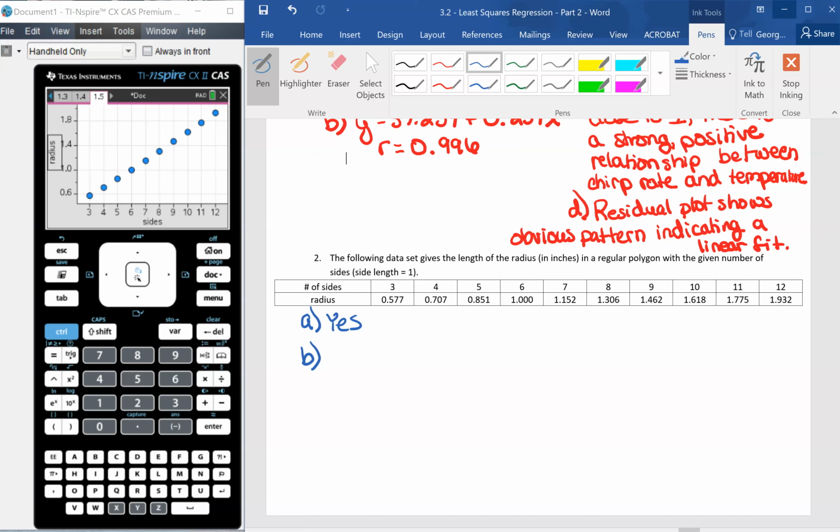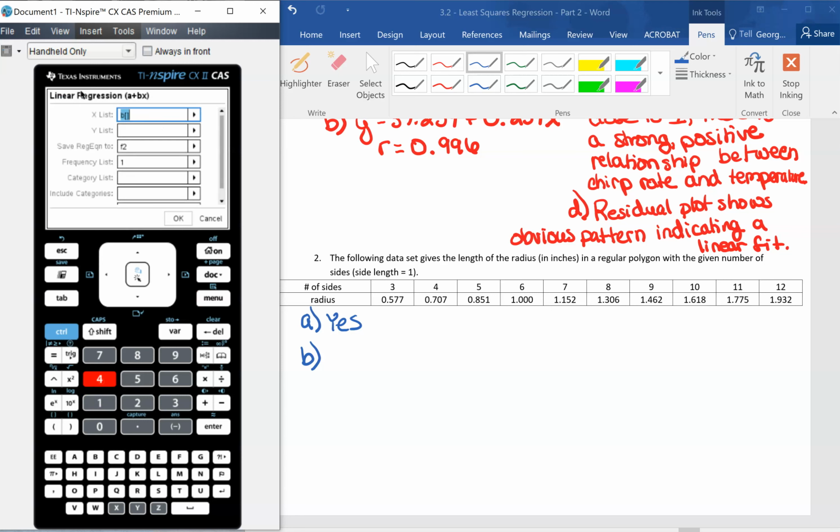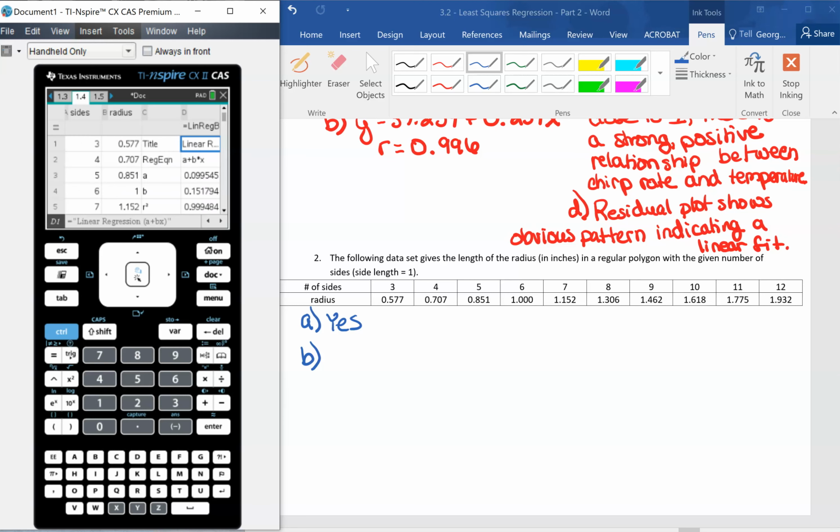So we're going to go back to our scatter plot. We're going to hit Menu, 4, 1, 4. And then we've got to change our list. So our X was sides, our Y was radius. You can leave everything else alone. Tap OK, and there we go. You can scooch a little bit if you need to so you can see a little better.